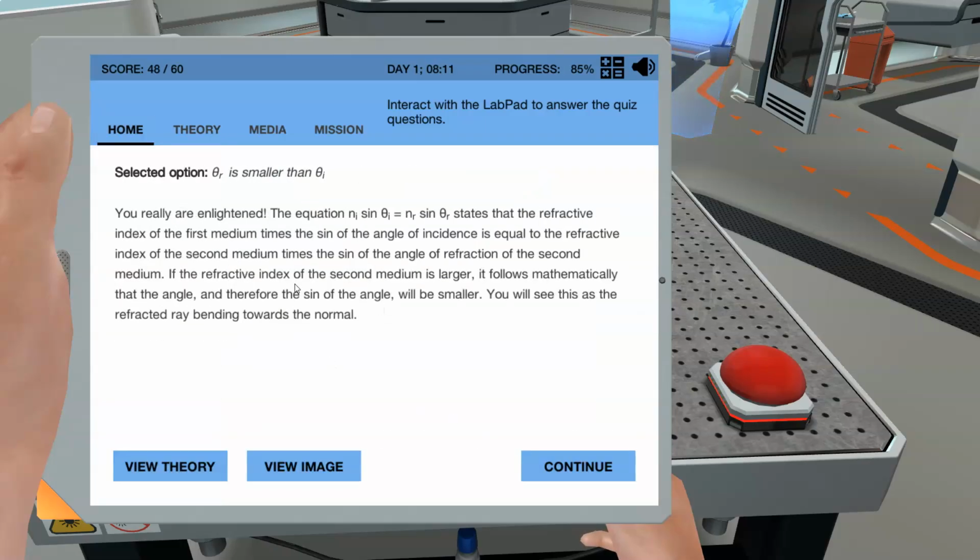You really are enlightened. The equation Ni times the sine of theta I equals Nr times the sine of theta R states that the refractive index of the first medium times the sine of the angle of incidence is equal to the refractive index of the second medium times the sine of the angle of refraction of the second medium. If the refractive index of the second medium is larger, it follows mathematically that the angle, and therefore the sine of the angle, will be smaller. You will see this as the refracted ray bending towards the normal.